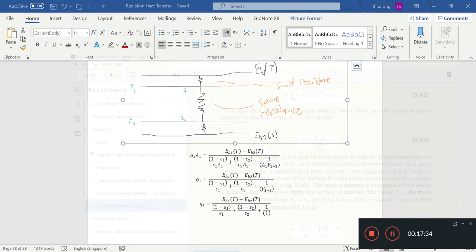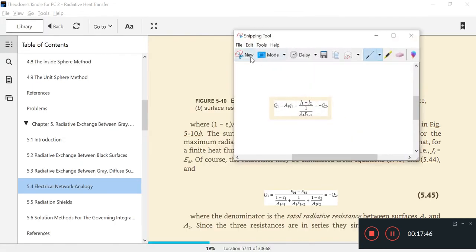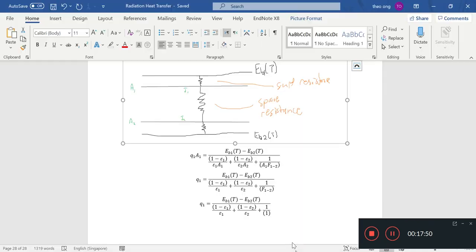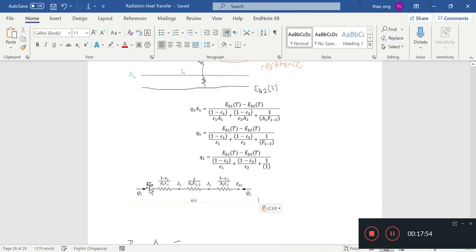And if you take a look at the textbook, you can see it's pretty much the same. Look at this, heat flow from EB1 to EB2. So this is what it looks like in the textbook. EB1 to EB2, and then you have to cross these three resistances. This is the surface resistance, and this is the space resistance.